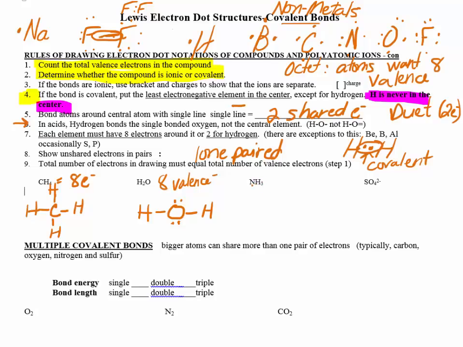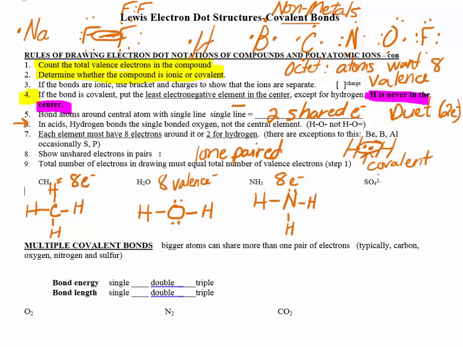Okay, NH3. Nitrogen has 5 plus the 3, 8 electrons. So what happens then? You go, okay, nitrogen in the middle. I'm going to put a hydrogen, put a hydrogen, put a hydrogen. So each hydrogen's good, 2, 2, 2. But nitrogen wants 8. 2, 4, 6. So we have to put the dots to have 8. 2, 4, 6, 8.